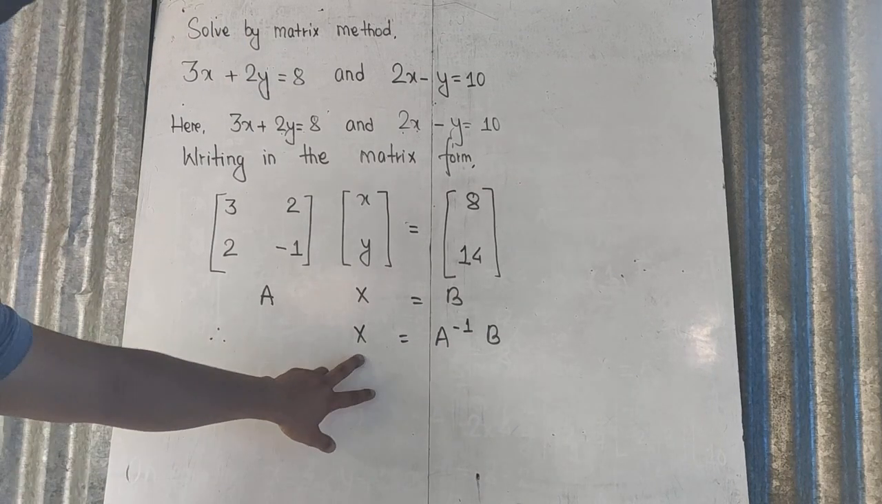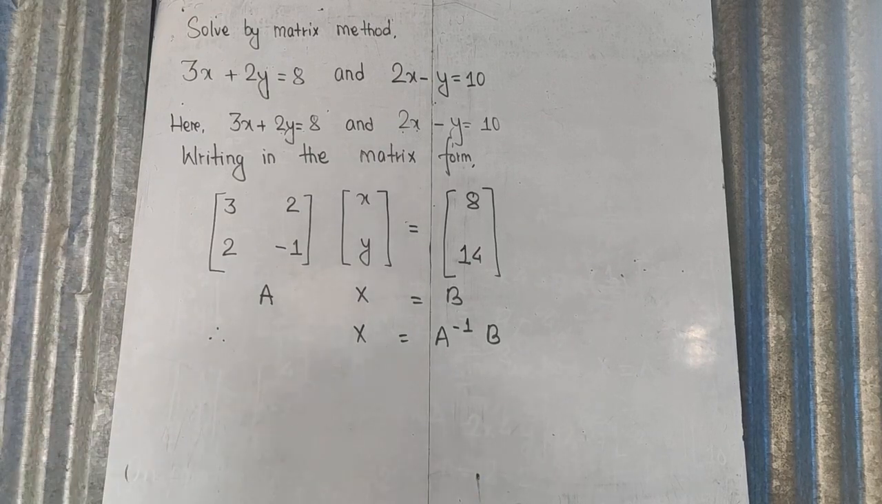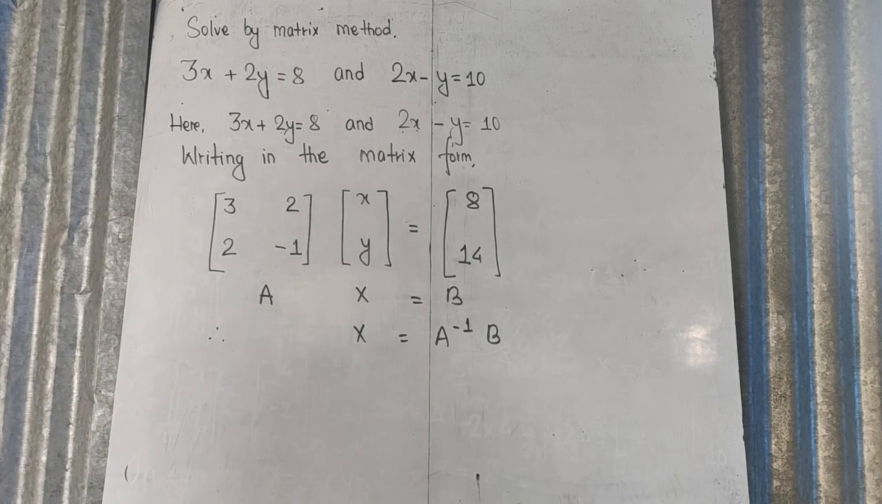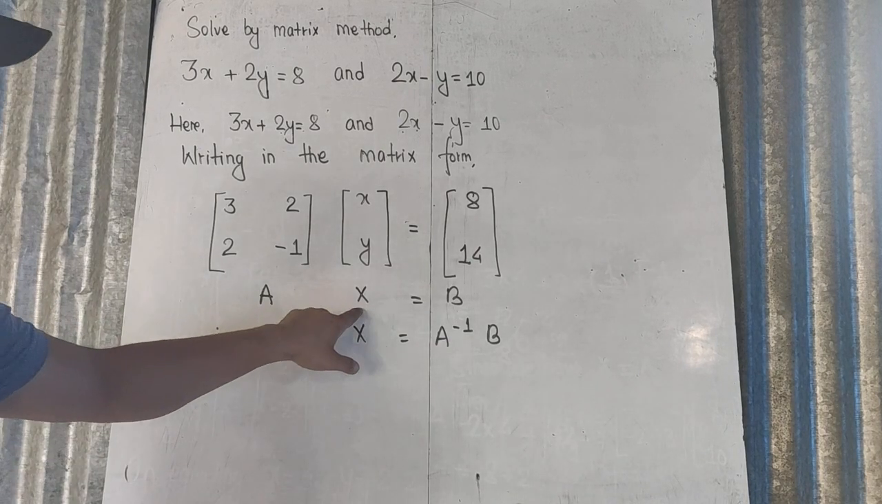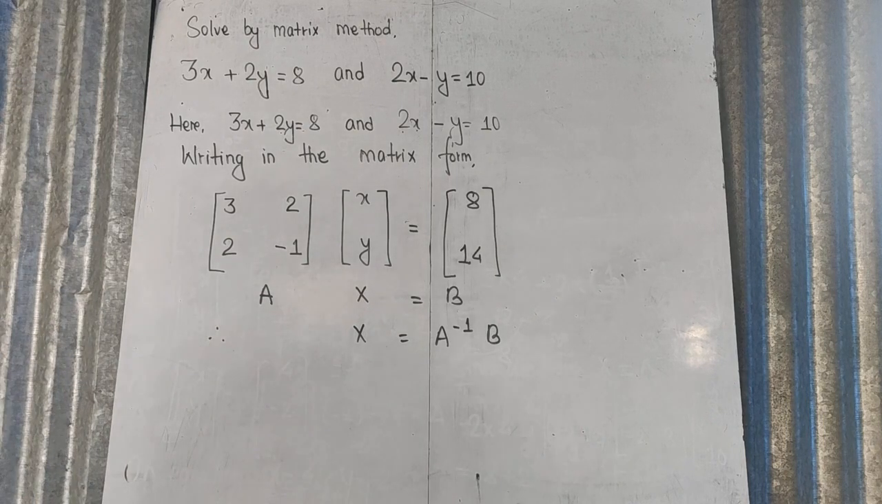This is capital letter X. We will find the value of this capital X, which is A inverse B. You can clearly see that you can take this as a formula as well: X equals A inverse B. Or you can understand that if AX is equal to B, then X becomes A inverse B. Now we are going to find A inverse.